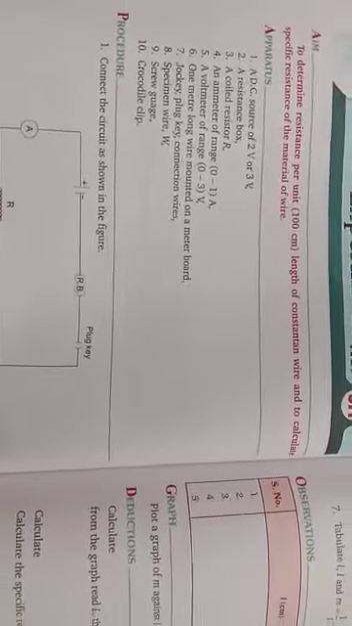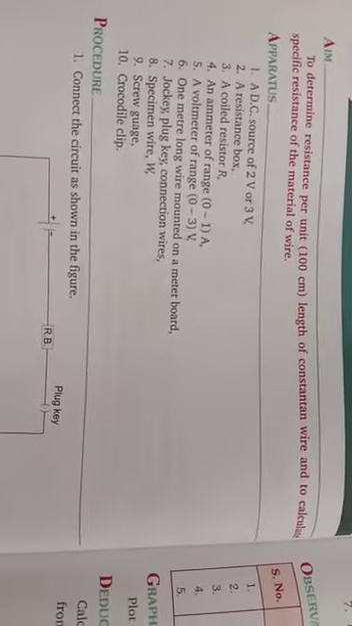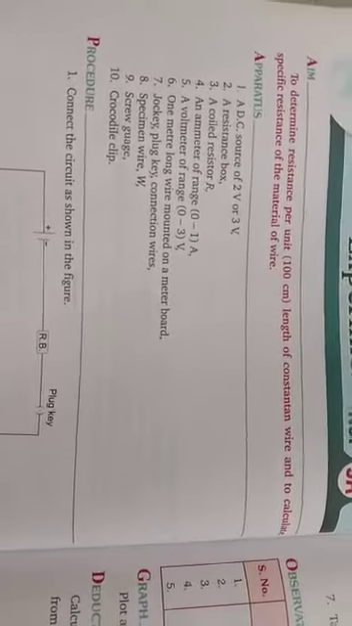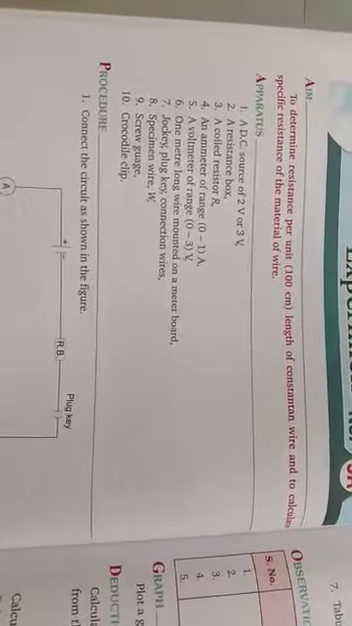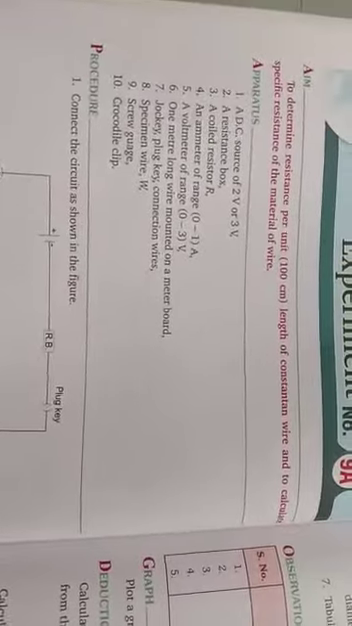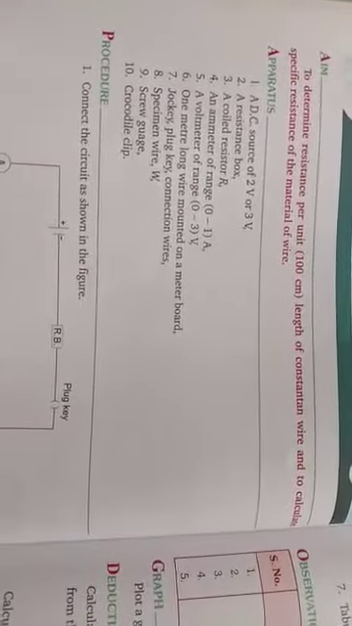Next experiment is to determine the resistance per unit length of a constant wire having length 100 centimeter, to calculate the specific resistance of the material of the wire. We need a DC source of 2 volt or 3 volt, a resistance box, coil resistor, ammeter ranging 0 to 1 ampere, voltmeter range 0 to 3 volt, 1 meter long wire mounted on a meter board, jockey, plug key, connecting wire, specified wire W, screw gauge, crocodile clip.